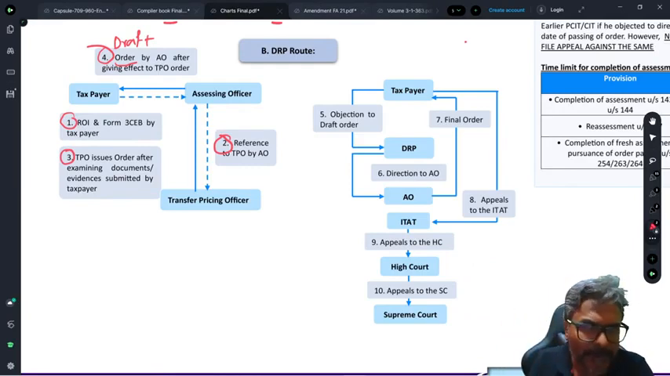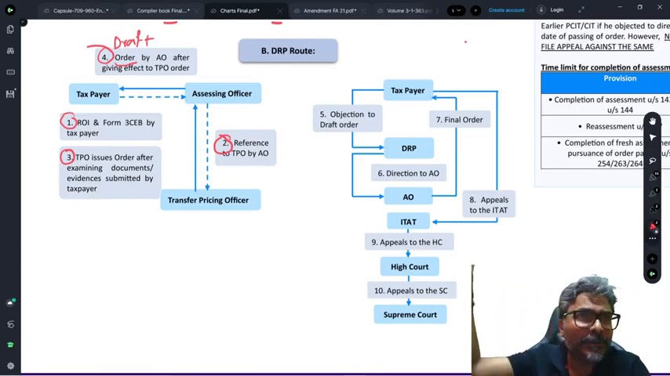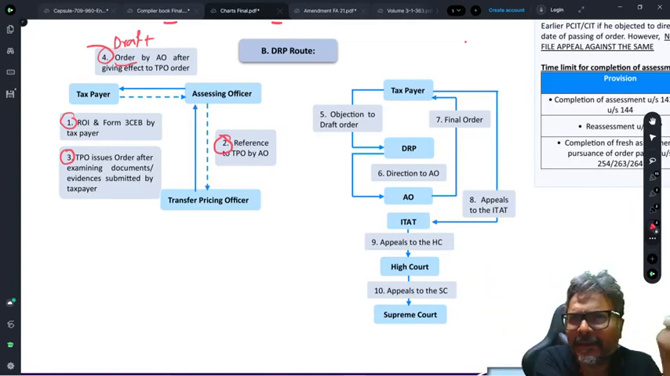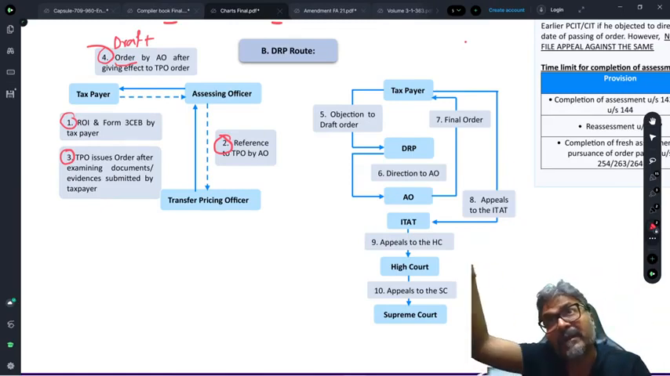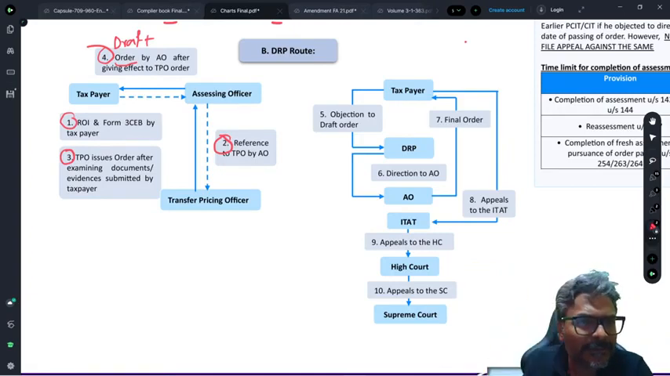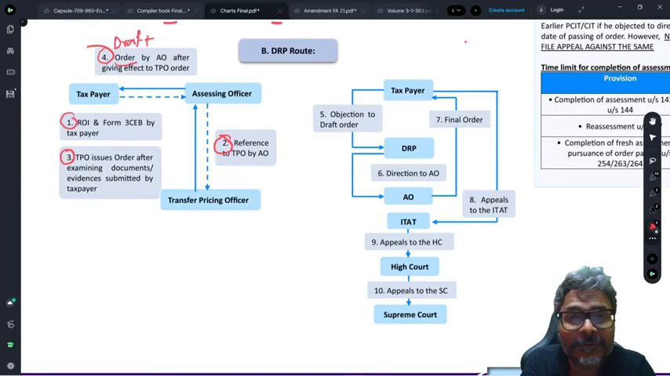Option number one, go to the DRP and put up your objection before the DRP. Or option number two, don't do anything in DRP, stay silent, and after 30 days, this particular DRP draft order will become the final order. And once it becomes a final order, thereafter you can go and file the appeal. These are the two options which are available to the SSC on the basis of the draft order that they are receiving from the AO after the transfer pricing officer has submitted its report to the AO.